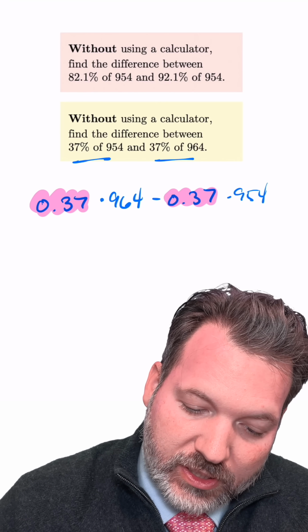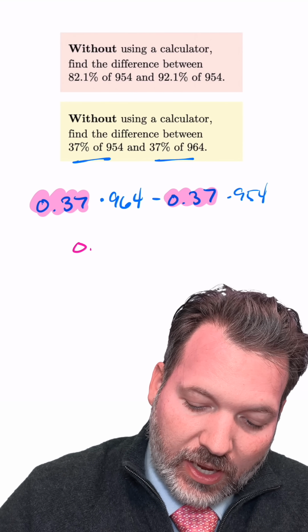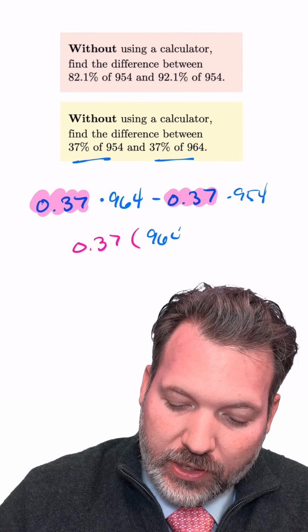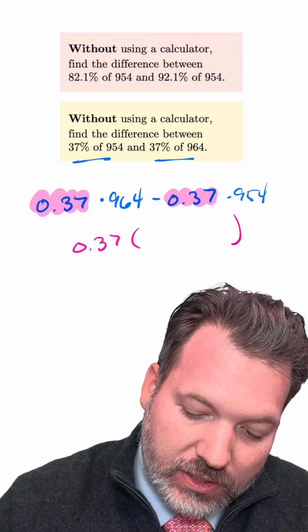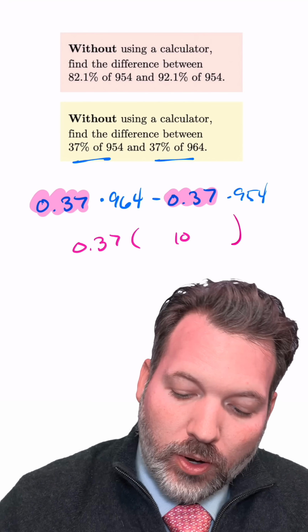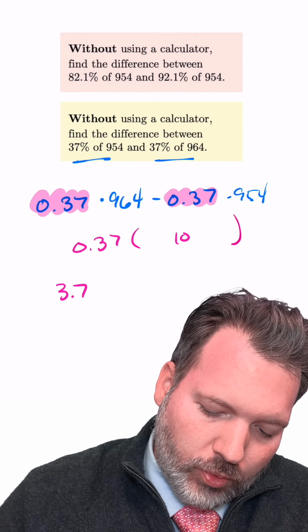With those 0.37s in common, we can again use the distributive property and say this is the same as 0.37 times the difference between 964 and 954. That difference, of course, is 10, and so really we're just multiplying 0.37 times 10, which is going to give us our result here, that's got to be behind my head, of 3.7.